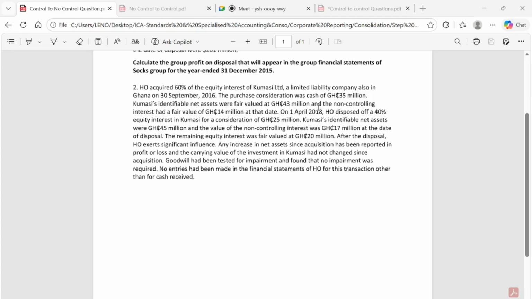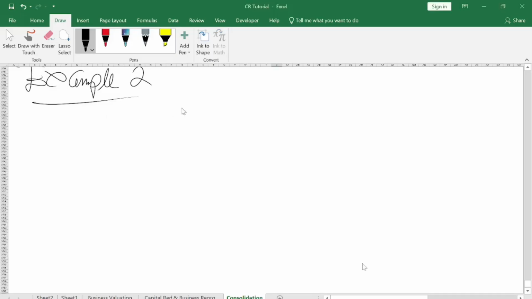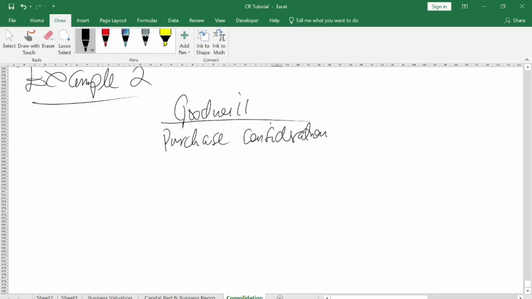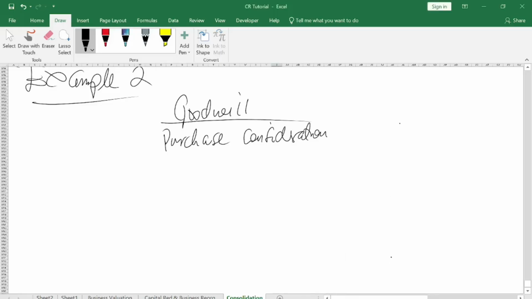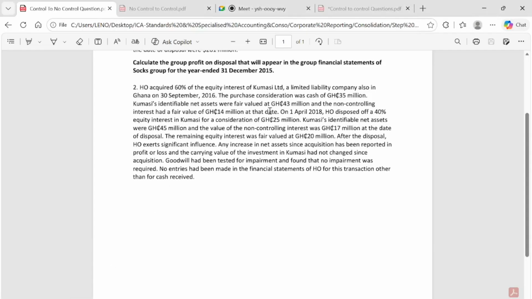Can we find goodwill in this question? Yes. So watch here. First, find goodwill. How do we find goodwill? You will start with your purchase consideration. When you check the question, can't you see the purchase consideration to be 35 million? Can't you see that? Yes, sir. Okay, so let's assume it's 35,000. Then from purchase consideration, what next? Then we add fair value. So here, all you have to do is watch here. They've given it to you as identifiable net assets at fair value. You understand? They are telling you that the asset has been fairly valued. Do you understand?